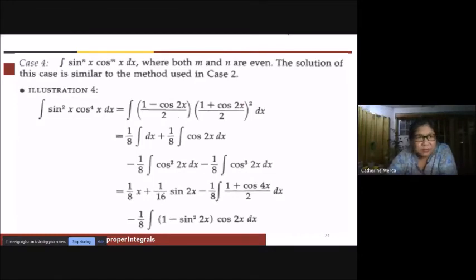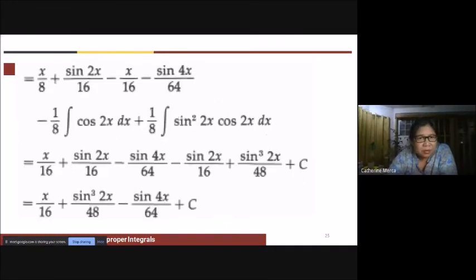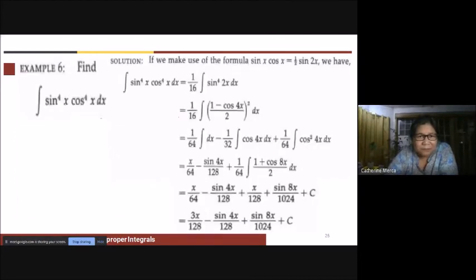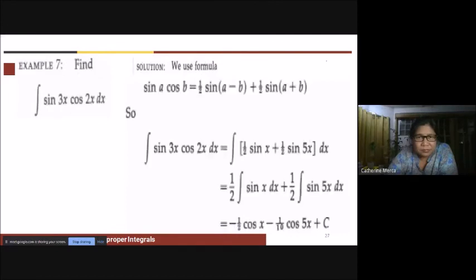Okay, so this is an illustration. I will not go through each one, and we won't check the values anymore. The technique is what is important here. So example 6 uses the formula sin x cosine x is equal to 1/2 sine of 2x. Use this for sine A cosine B, which is 1/2 of sine A minus B plus 1/2 of sine A plus B. So notice now you have your sine 3x cosine 2x. So 1/2 of sine x plus 1/2 of sine of 5x.